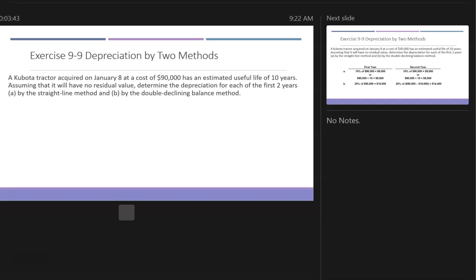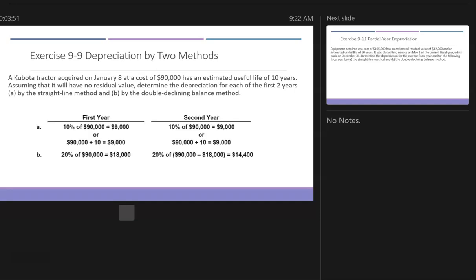For this one, $9,000 a year for straight line, $18,000 for 2 years. For double declining, remember we adjusted after year 1? The 90,000 times 20% is 18,000. And then in year 2, wouldn't we just take 20% of 72,000? Got it? Guys, so important to know we adjust it each time. Does that make sense? Yes.